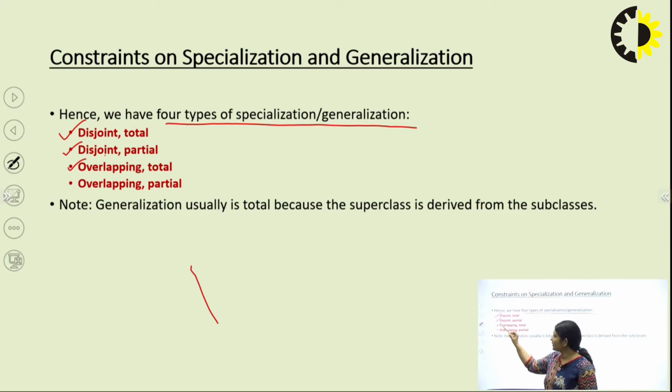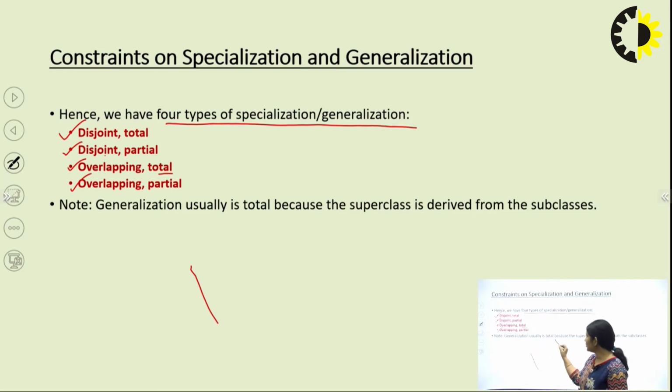Overlapping total, that is we may have certain members that may be belonging to more than one subclass, plus total, that all the members of the superclass belong to some of its subclasses. Overlapping partial, that means we have certain members which belong to more than one subclass, and there are certain members in the superclass which do not belong to the subclass.